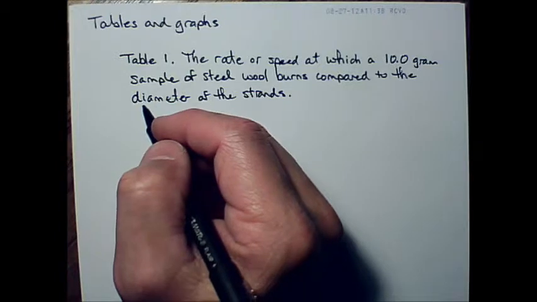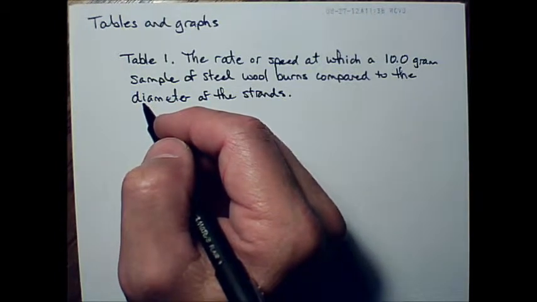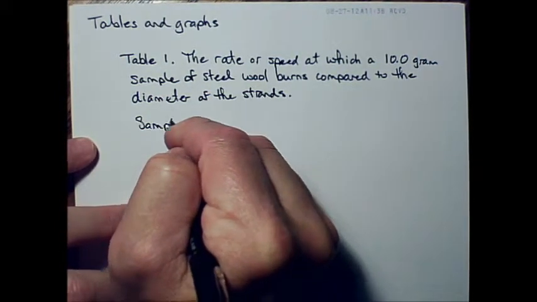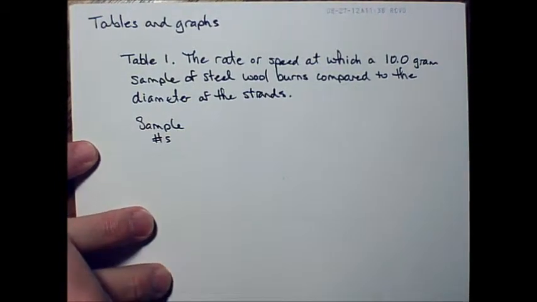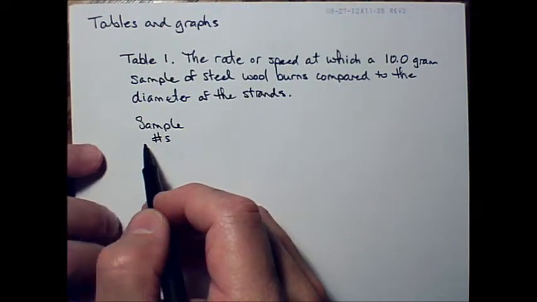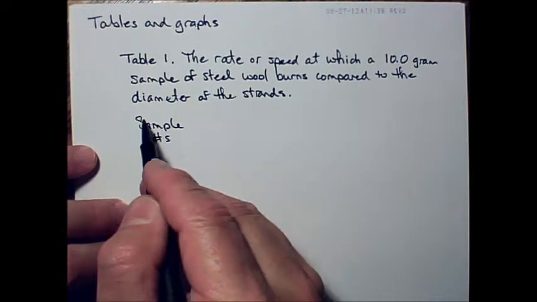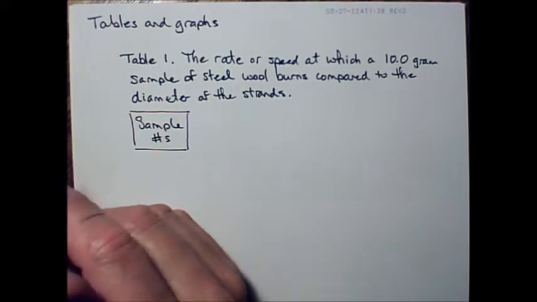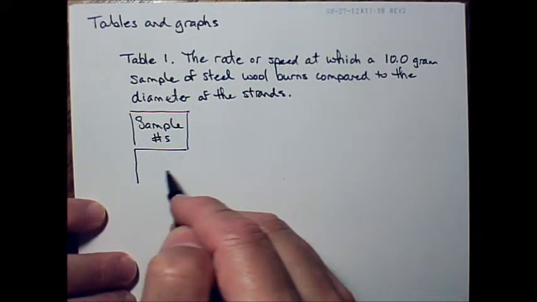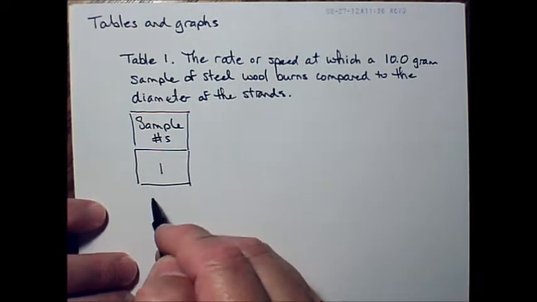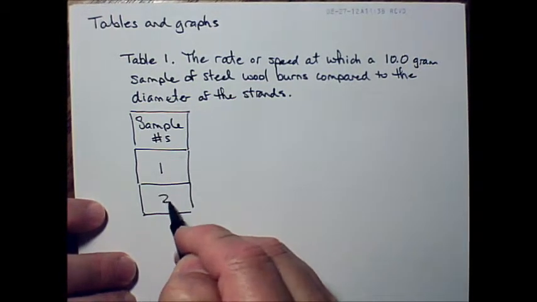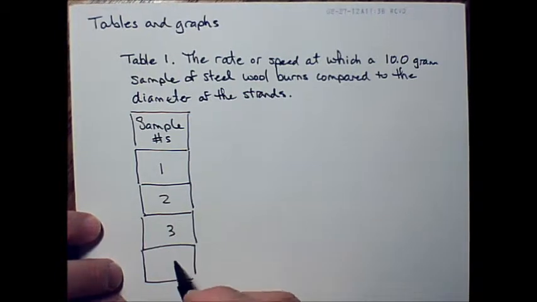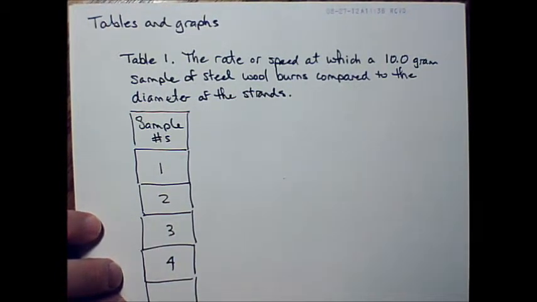So let's see, how might we build this table? Let's say we have sample numbers. That might go in column number 1. Every time you build a table, you must have column labels. And so this is our first column label. Let's say we're going to do 5 samples just for this. So it's going to be sample number 1, sample number 2, sample number 3, sample number 4, and sample number 5.